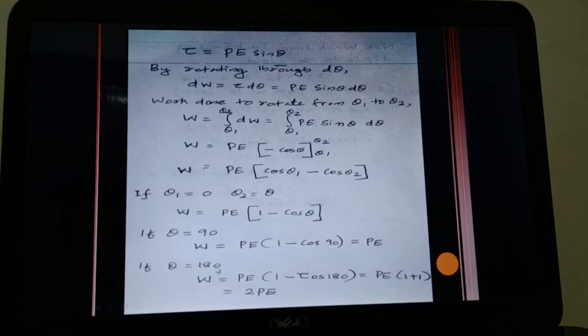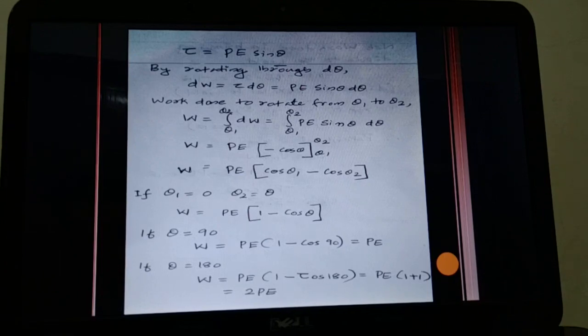How much work is required to make it anti-parallel? That means making a 180 degree rotation, from the parallel direction to anti-parallel. So 1 minus cos 180, cos 180 is minus 1, so 1 minus of minus 1 will become 1 plus 1. So 2PE.